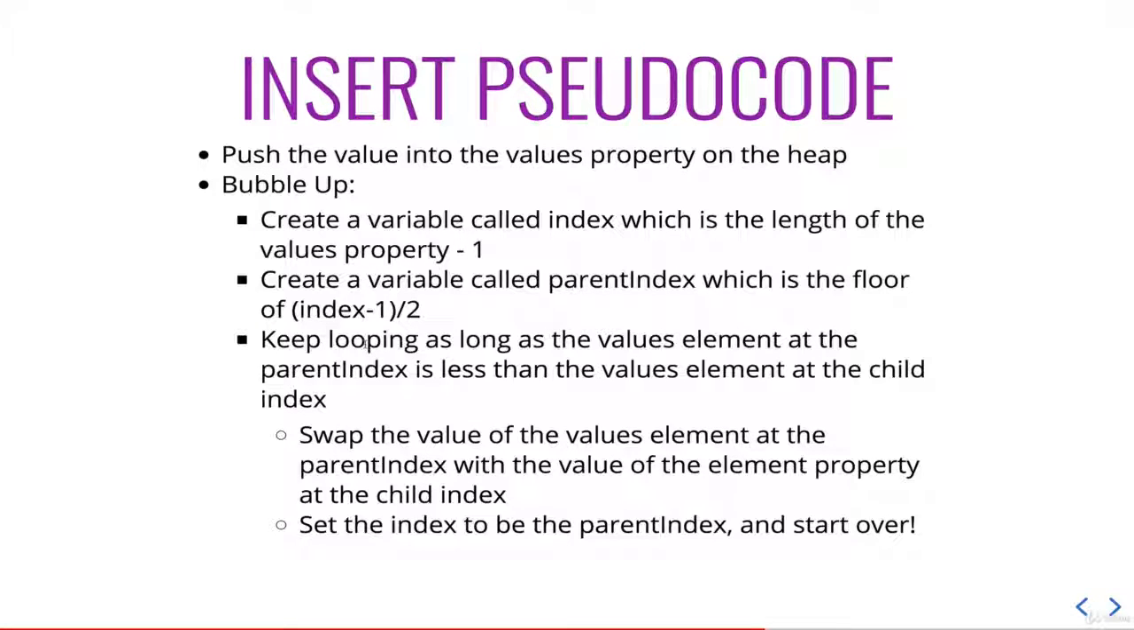And you keep repeating that process as long as the values element at the parent index is less than the values element at the child index. Or the other way around, as long as the child is larger than the parent, keep swapping. So you'll swap, and then you'll reset the index to now be the parent index. So you're moving it, right?